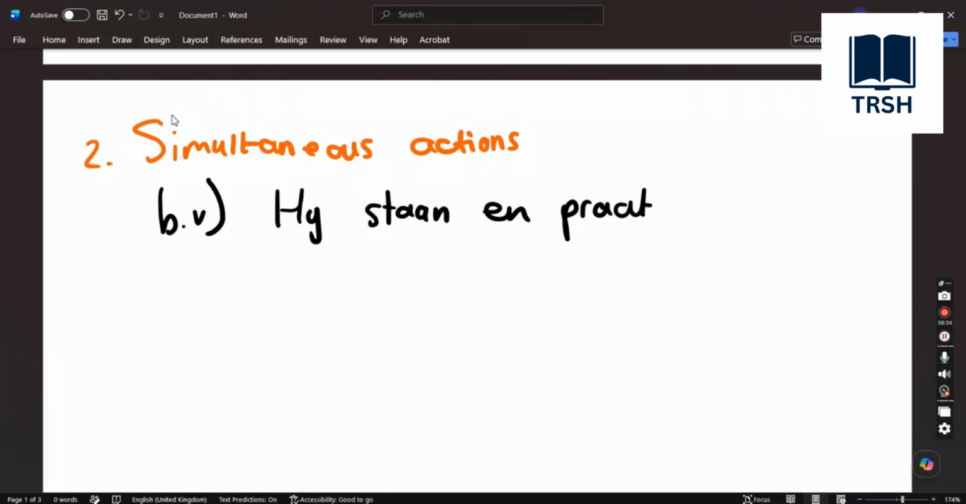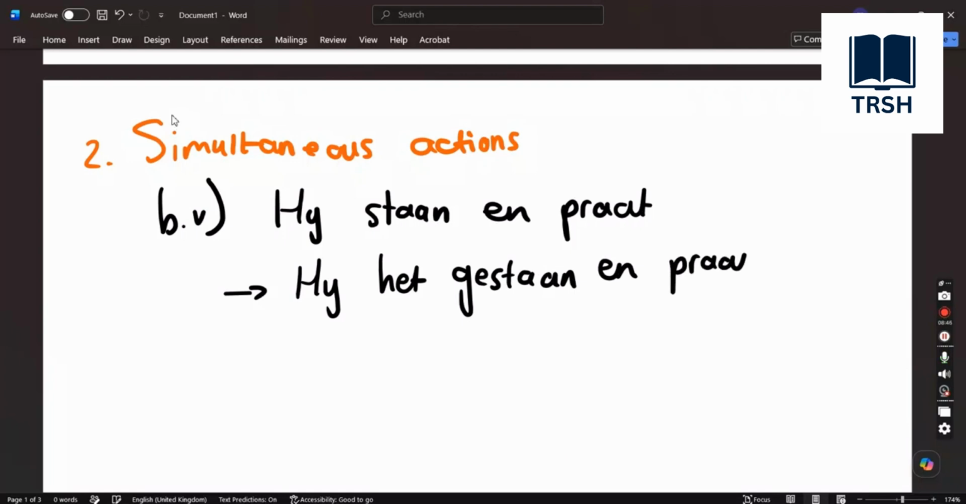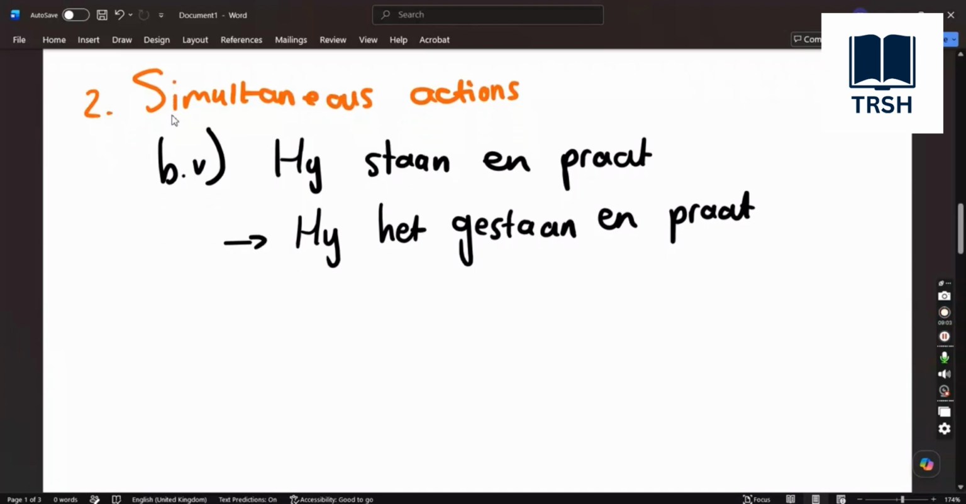Okay? Then this would change. In order to write this in past tense, it would be "hy het gestaan en praat". That is when we have simultaneous actions. So it could be "hy sit en lees", then you would write "hy het gesit en lees", because it's happening at the same time. You're doing the 2 things at the same time. So that is that one.